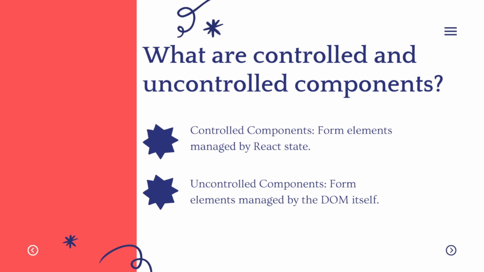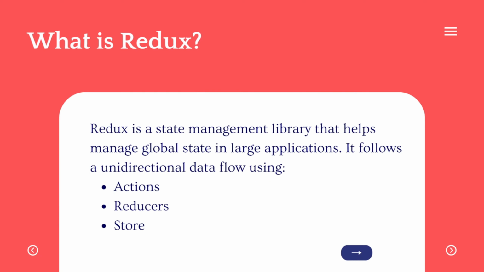Question 11. What are controlled and uncontrolled components? Controlled components are form elements managed by React state, while uncontrolled components are form elements managed by the DOM itself. Question 12. What is Redux? Redux is a state management library that helps manage global state in larger applications. It follows a unidirectional data flow using actions, reducers, and stores.